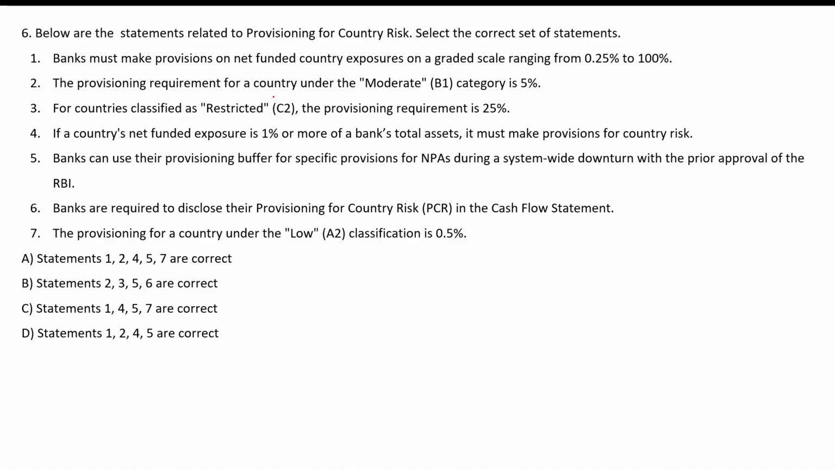Below are the statements relating to provisioning for country risk. Select the correct set of statements. Bank must make provision on net funded country exposure on a graded scale ranging from 0.25 to 100%. This is correct. The provisioning requirement for a country under moderate B1 is 5%. This is also correct. So 1 is correct, 2 is correct. Here 1 is not there. So 1 is correct, 2 is correct, 4, 5 is common.